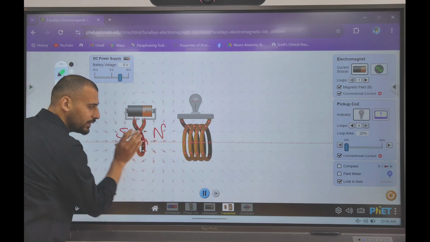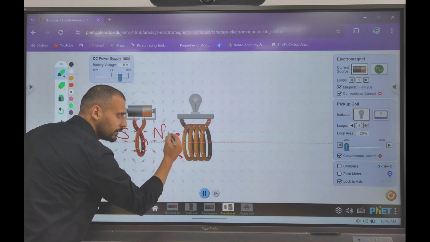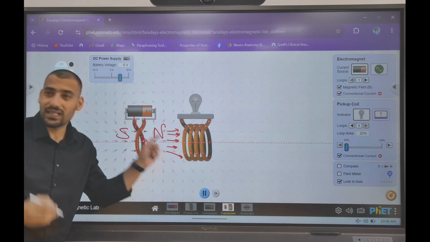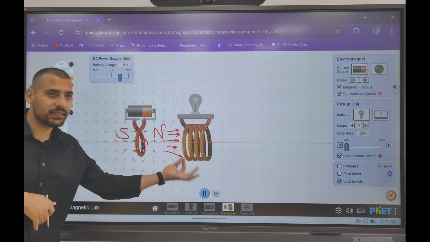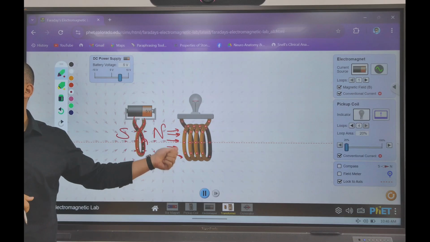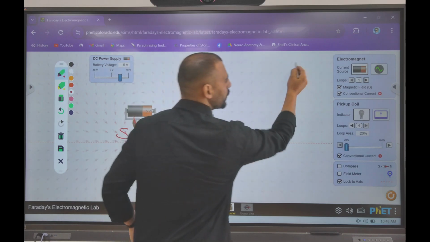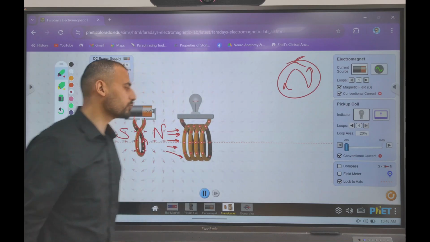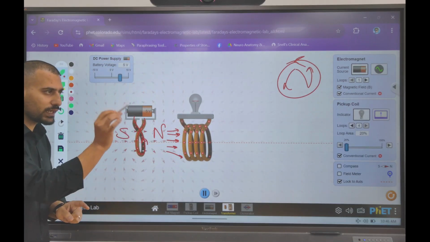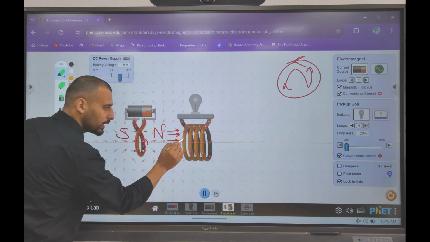Magnetic field lines. When the north pole is approaching this coil, what will happen? Will this coil like the approach of the north pole? No. When it doesn't like the approach, it will produce its own north pole, isn't it? For that, to produce the north pole, what should be the direction of the current? Counterclockwise. So that means in this loop, current will flow like this. Okay? So current will flow like this.